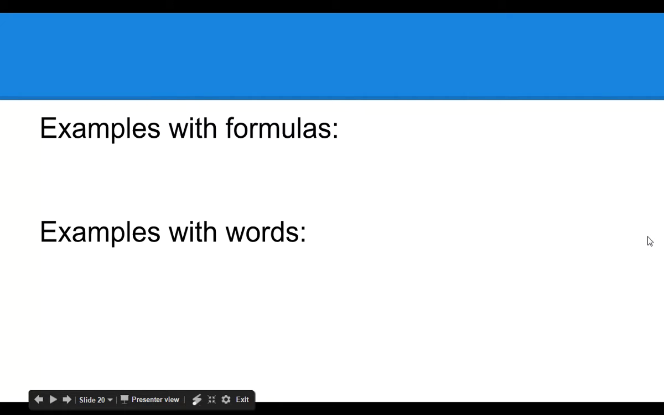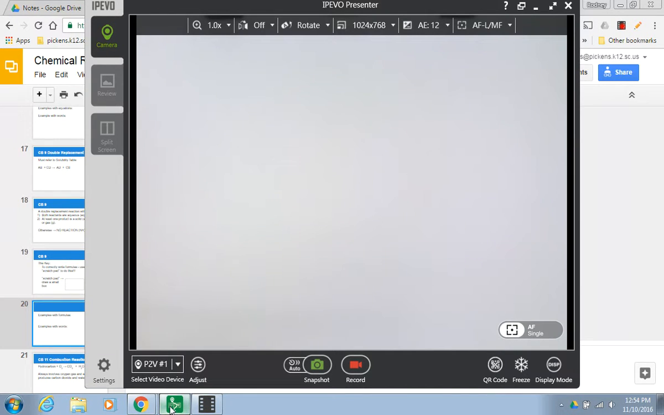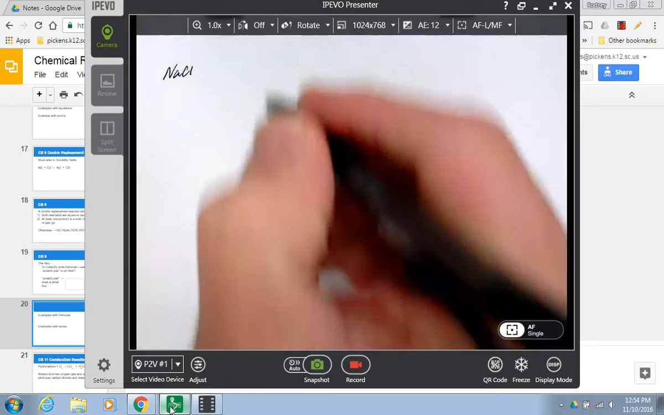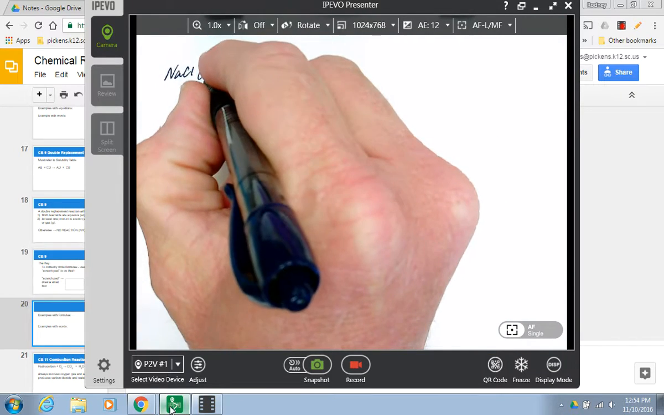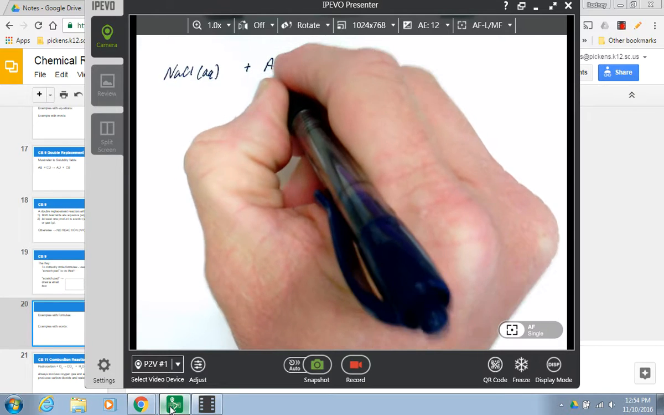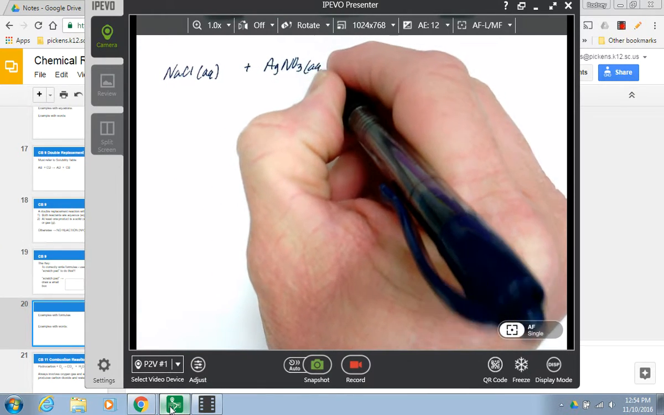So let's take a look at a few examples of these. In your notebook, you'll want to copy these down as well. The first one is sodium chloride. So example number 1: NaCl, which is an aqueous solution, plus silver nitrate. Silver nitrate is also an aqueous solution.